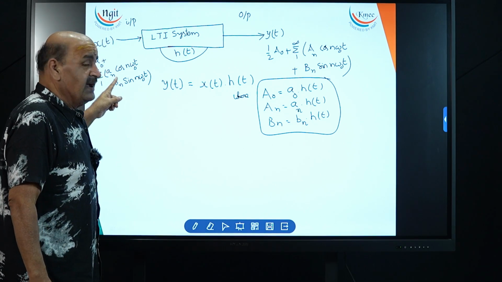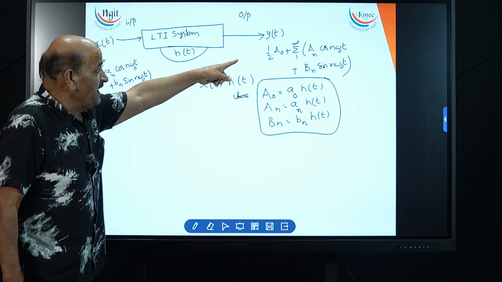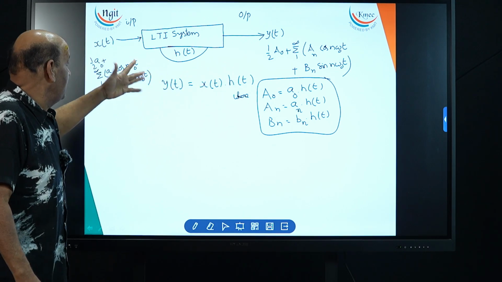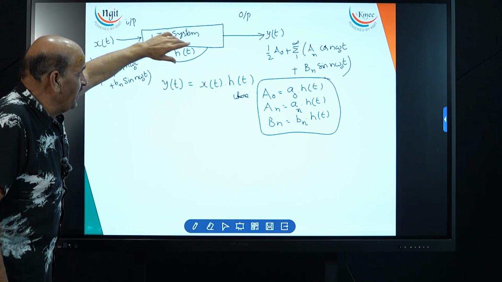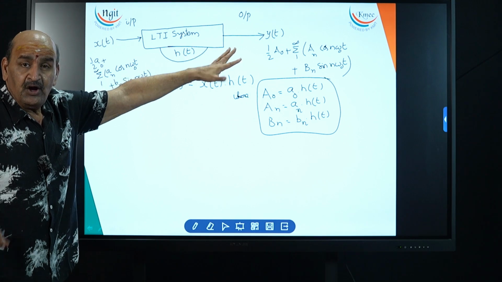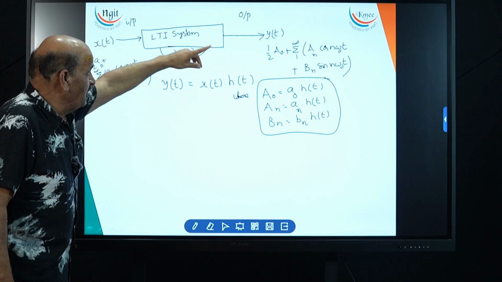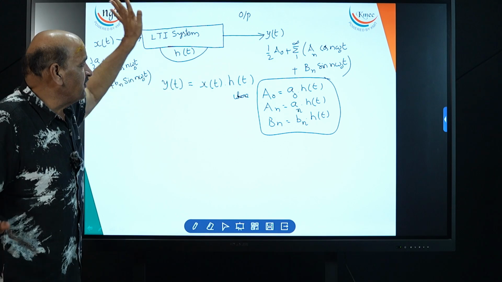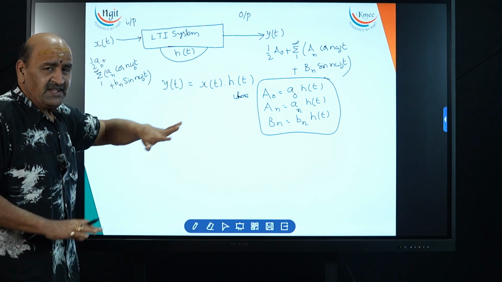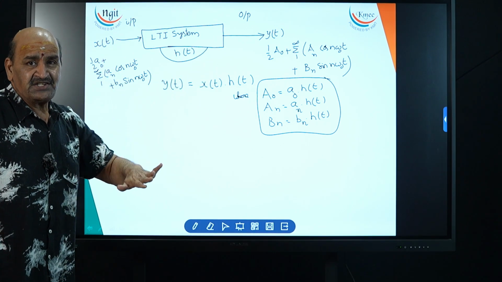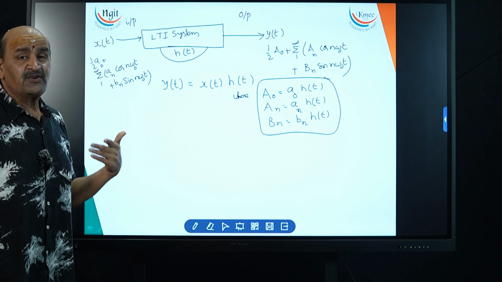Small a naught, a n, b n, there become uppercase a naught, a n, b n. But there is no change in cos n omega naught t, or in sin n omega naught t. All are the same. Only the coefficients are changed. Why? What is the reason for changing the coefficients?